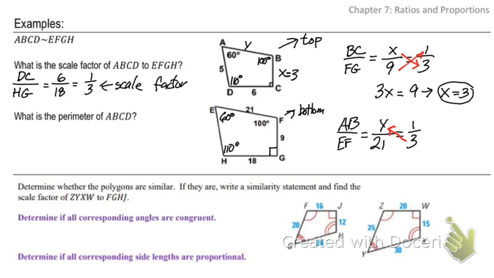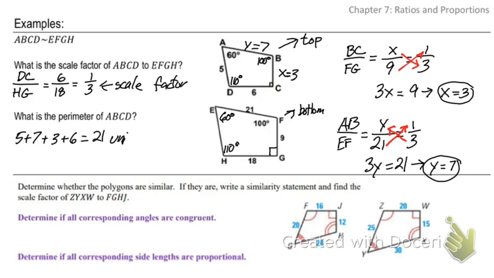Cross multiplication. I've been running kind of big, so I'm going to run a little bit out of room. We are going to have 3y equals 21, which is just going to be y equals 7. So y equals 7. So we have 7 plus 3 is 10, 16, 21. Our perimeter is, let's actually put this down, 5 plus 7 plus 3 plus 6 equals 21 units, whatever we're talking about, feet, meters.